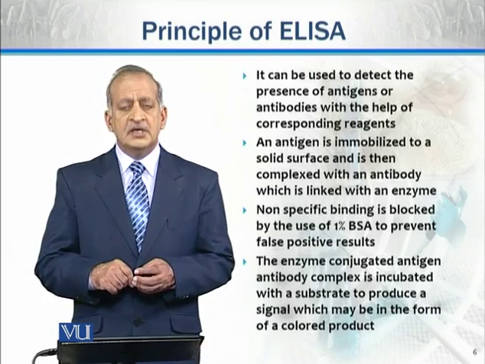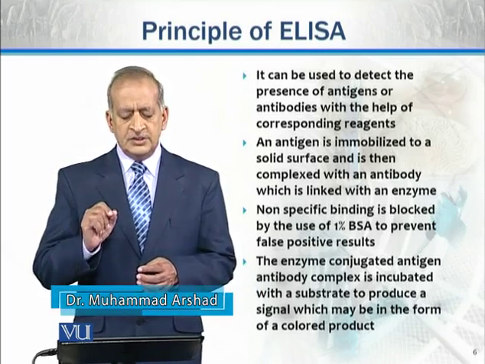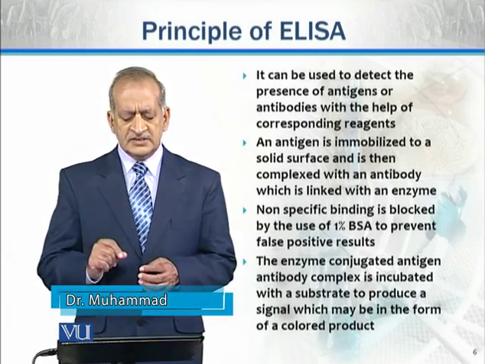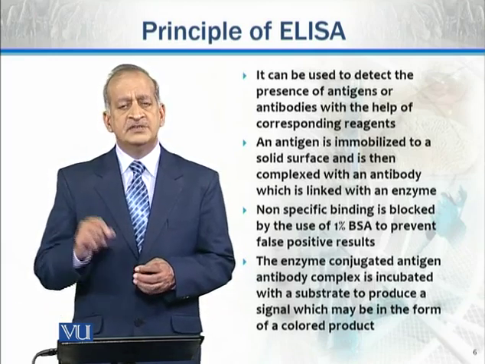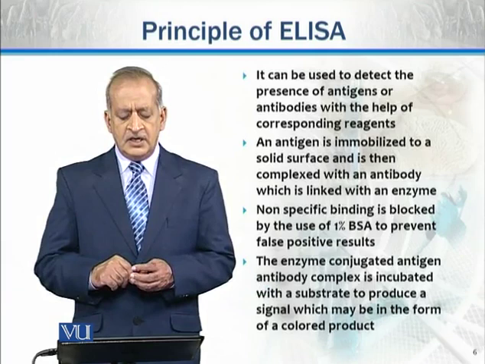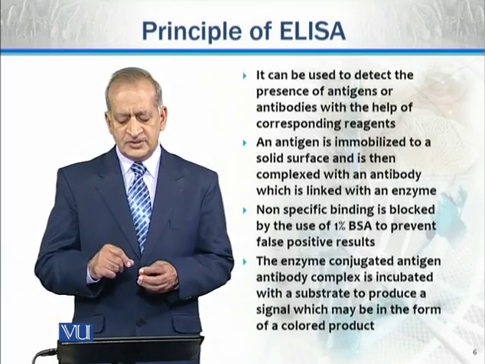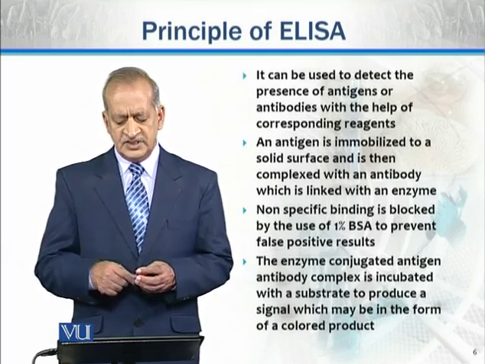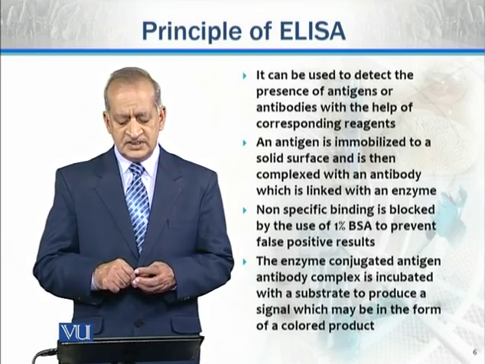An antigen is first of all immobilized, or coated, to a solid surface like a polystyrene plate, and it is then complexed with a particular antibody which is linked with an enzyme. Non-specific binding of antibody is prevented by the use of 1% BSA, for example, or some other agents. The purpose is to avoid false positive results.